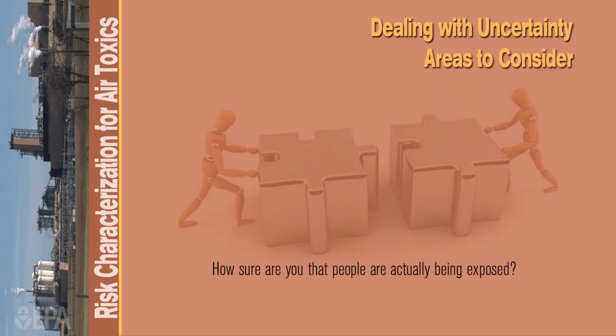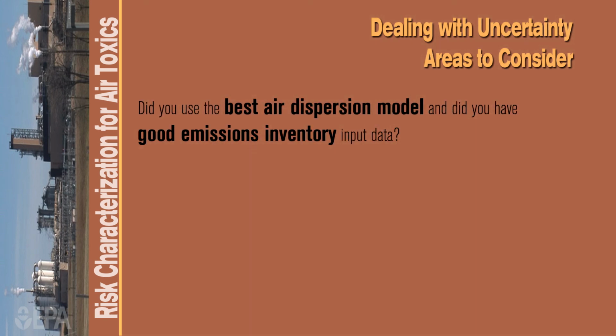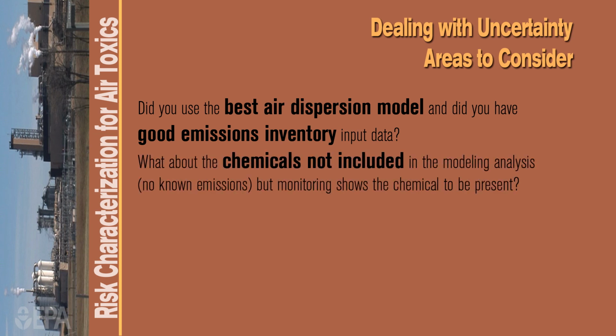A few important areas to consider in an uncertainty analysis are, for example, how sure are you that people are actually being exposed? Did you use the best air dispersion model? Did you have good emissions inventory input data? What about the chemicals not included in the modeling analysis, because we don't have any known emissions, but monitoring shows that the chemical is present?